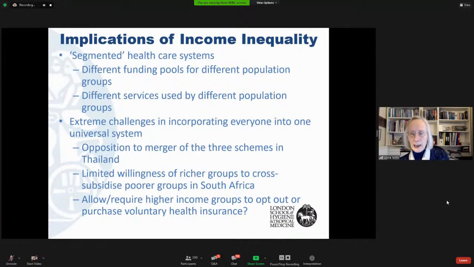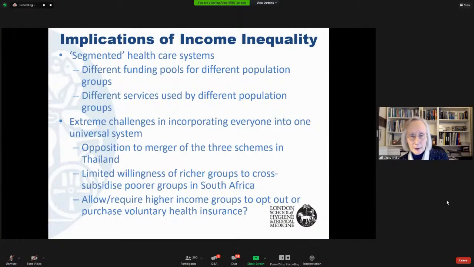For example, in Thailand, I've referred already to the opposition to merger of the 3 schemes. And that's a fear, particularly amongst the civil servants, that their benefits will be restricted if they're in one scheme. I spent quite a bit of time with colleagues in South Africa looking at the scope for national health insurance in South Africa. South Africa is really an outlier because it's not been able to implement a national scheme. And that's a lot to do with the existing arrangement of voluntary insurance based on employment, which is very difficult to widen to other groups. And I'm going to say a little bit more about South Africa in a moment.